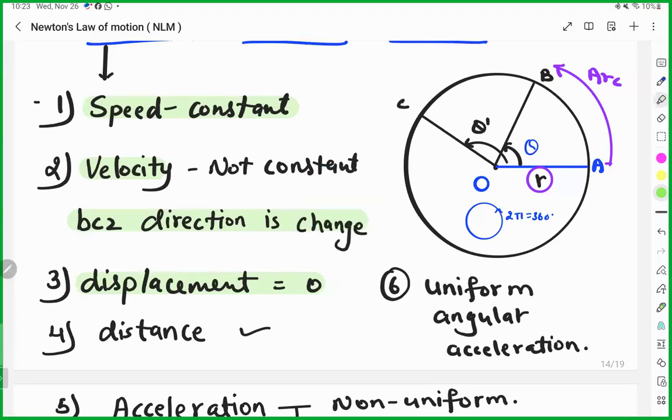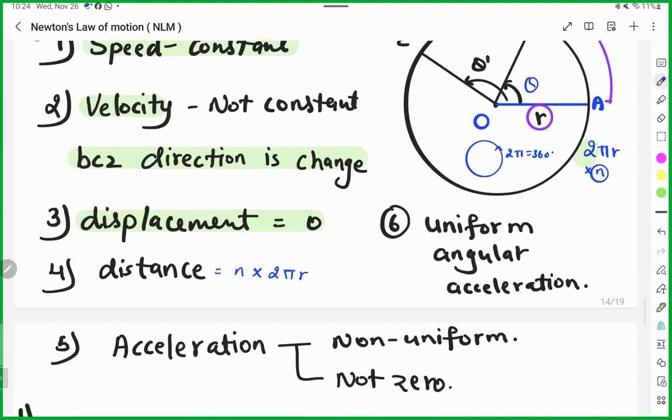So displacement will be zero and distance will be there. Example, if you want to know what is the distance, how to know? In one circle, distance covered is 2 pi r. And if you move like 10 rounds, you can multiply by the number of rounds, revolutions. So how to calculate distance? I will write. Easiest way is n into 2 pi r.